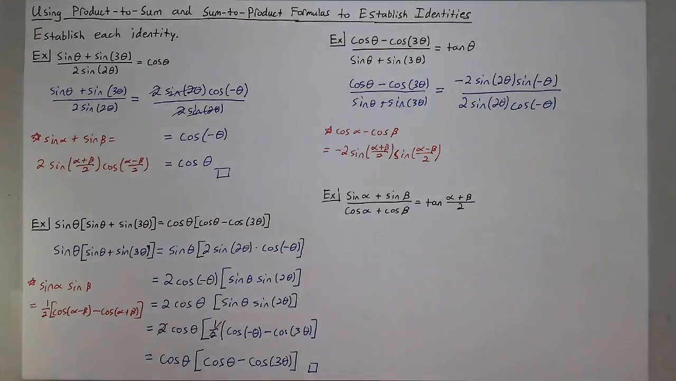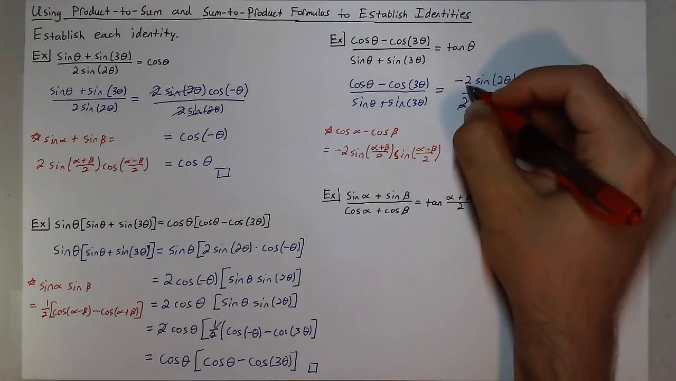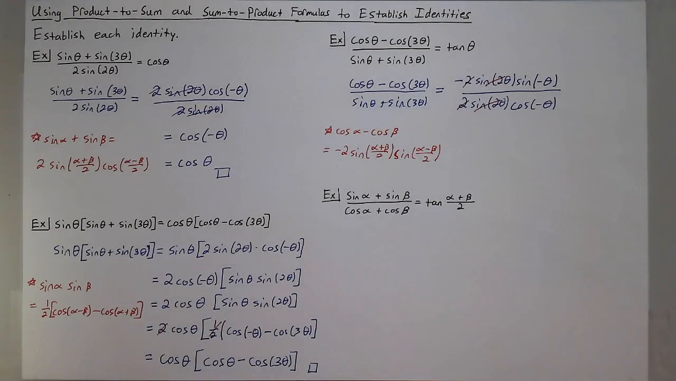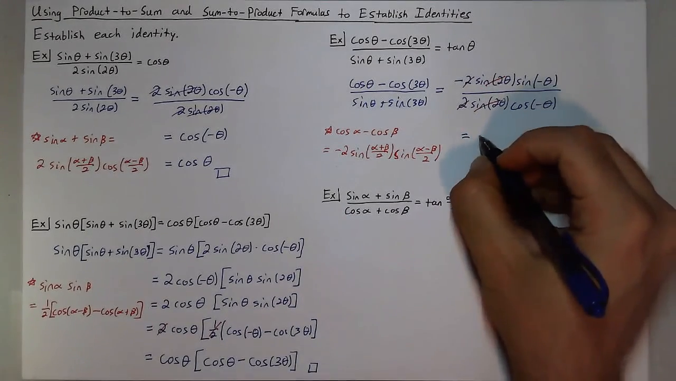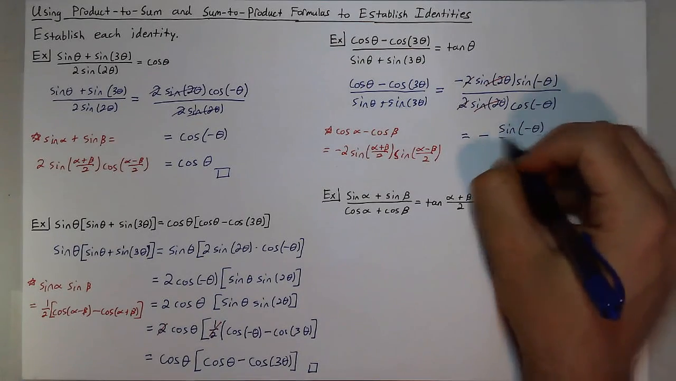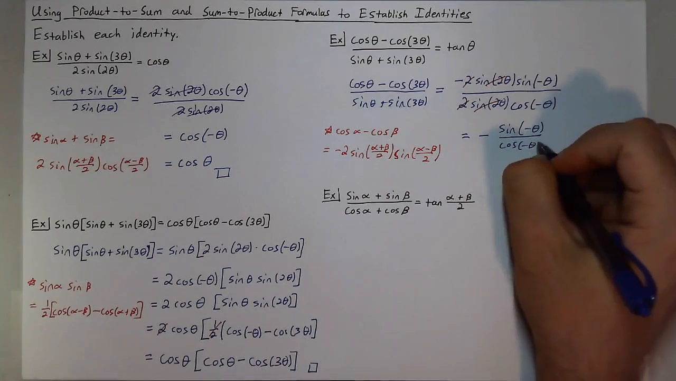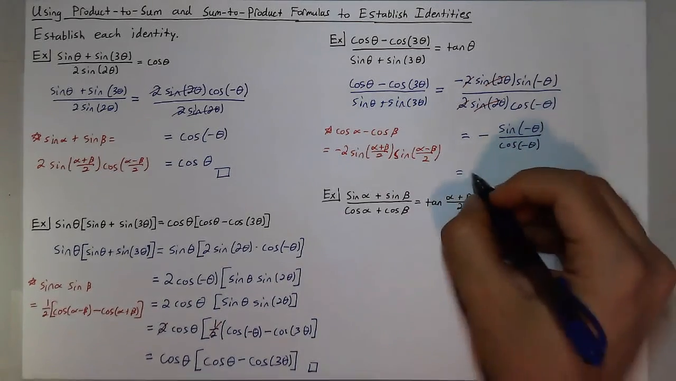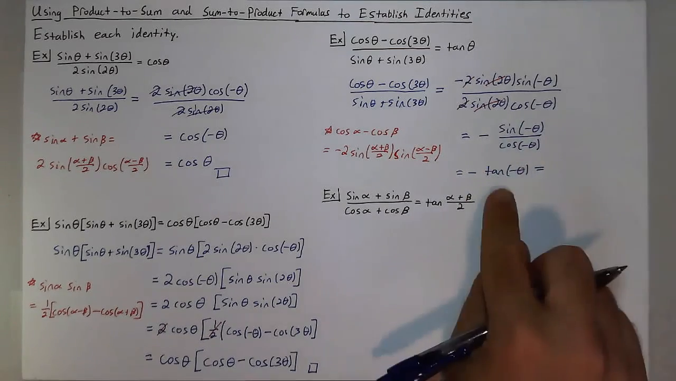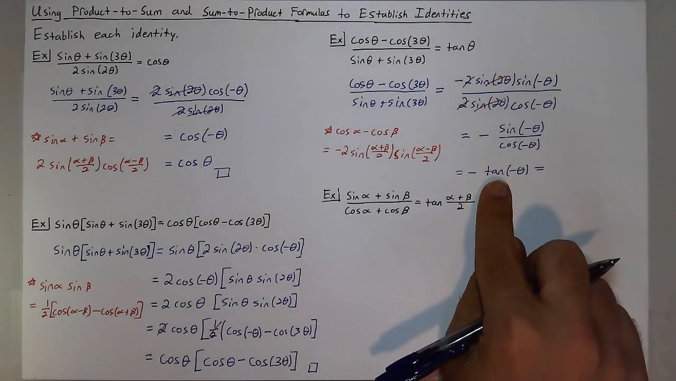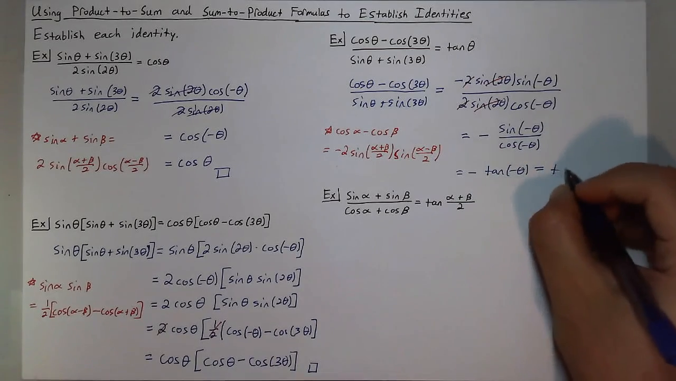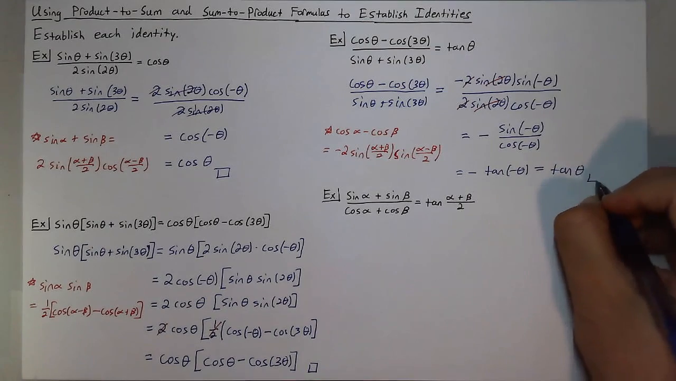And I can see here that my 2's will cancel, but it'll still be negative, and my sine of 2 thetas will cancel, leaving me with negative sine of negative theta over cosine of negative theta, which sine over cosine is tangent, so I get negative tangent of negative theta. And I do know that tangent is an odd function, so I can use that odd property to take out a negative, which will cancel with the one that's already there, leaving me with tangent of theta.